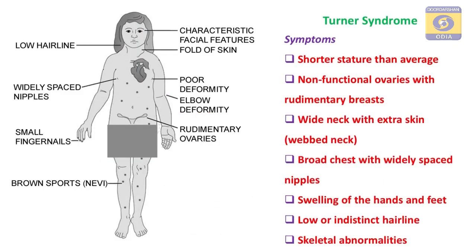Now let us discuss the different symptoms of Turner syndrome. Short stature than average, that means restricted growth because of deficiency of one X chromosome. Ovaries are non-functional, breast is rudimentary, wide neck with extra skin, broad chest with widely spaced nipples, swelling of hands and feet, and low or indistinct hairline are the common features of persons suffering from Turner syndrome. Normally, the somatic cell of a female carries one bar body due to the presence of two X chromosomes, but a female suffering from Turner syndrome does not contain any bar body. Right? Any doubt?